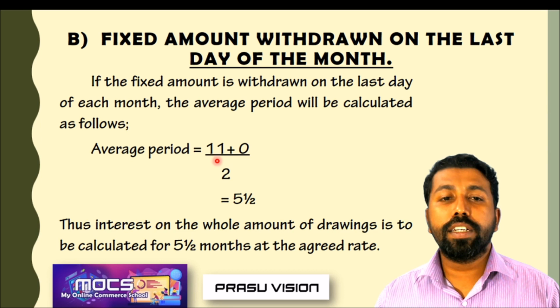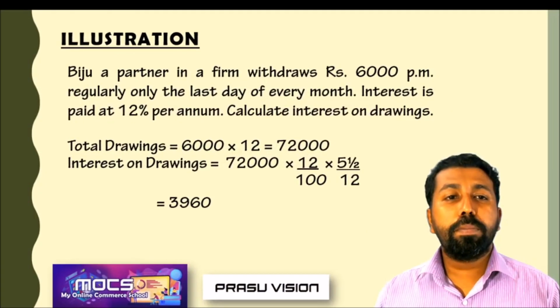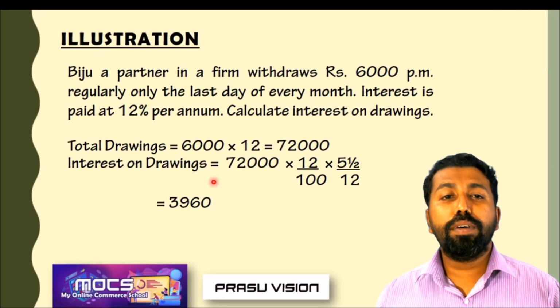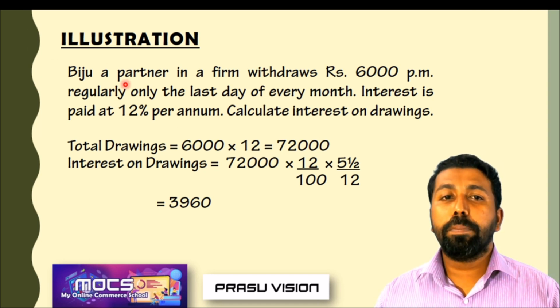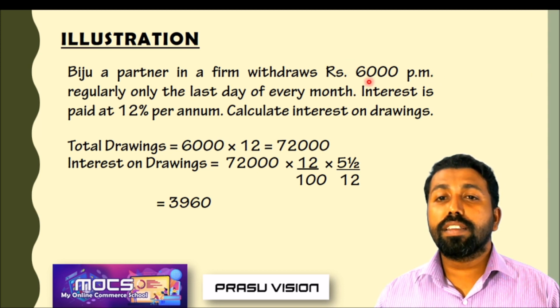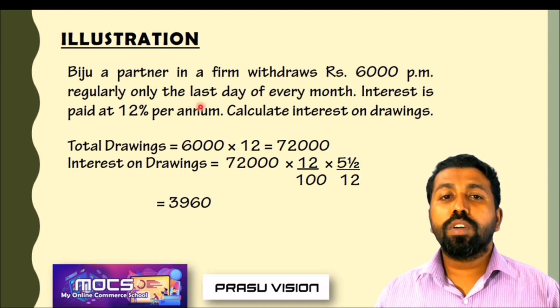The average period is calculated on the basis of the time left after the first drawing plus the time left after the last drawing, divided by 2. So look at this problem. Remember, if the drawing is made every month at the end of the month, the average period will be 5.5. Here Baiju, a partner in a firm, withdraws rupees 6,000 per month, regularly on the last day of every month. Remember that word is very important.